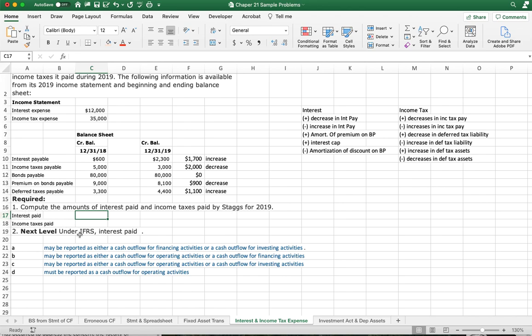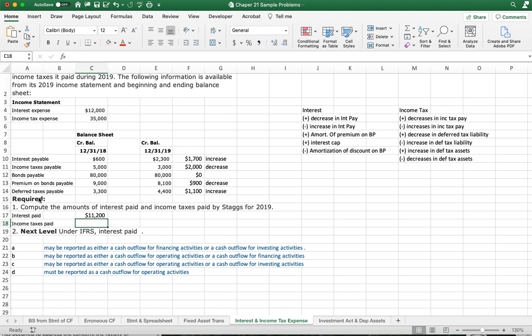So for interest paid, we'll say equals, we'll start with that 12,000, and we see that as far as interest payable goes, we had an increase of 1,700, so we'll say minus the 1,700. Income taxes payable doesn't apply. The bonds payable itself doesn't apply. The premium on the bonds payable, we need to add, so say plus 900, and then the deferred taxes doesn't apply. So press enter, and we have $11,200.